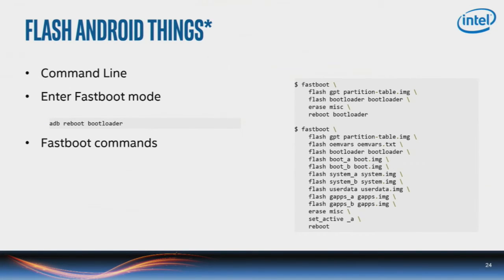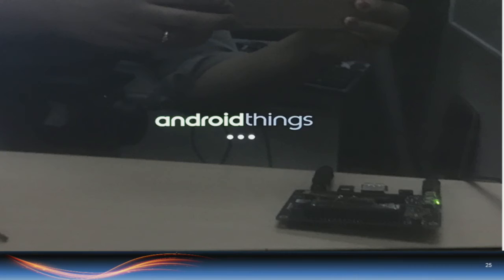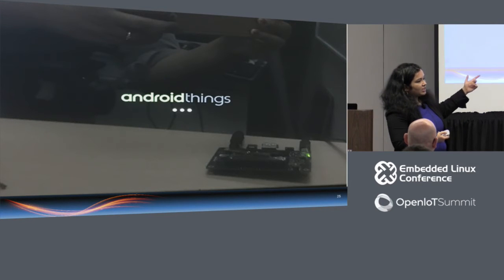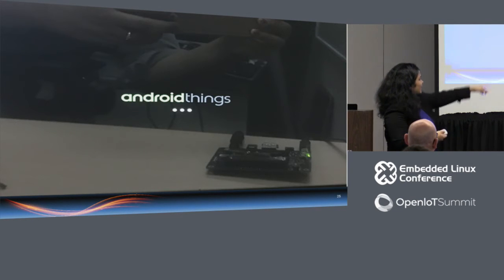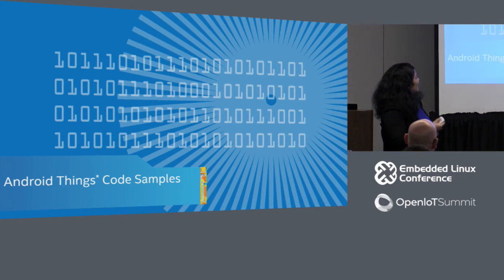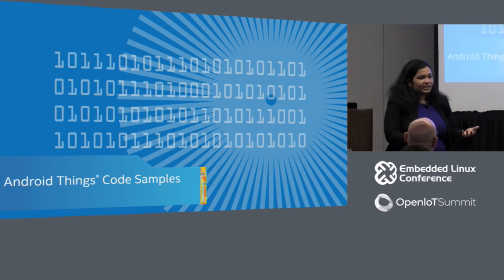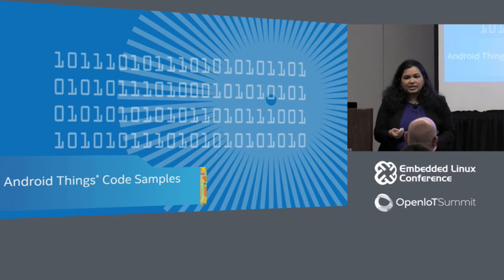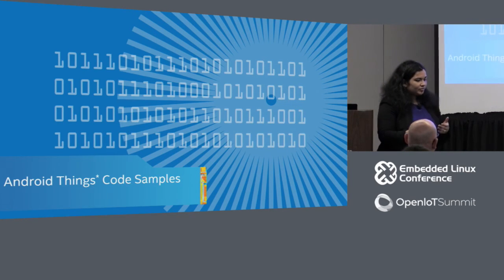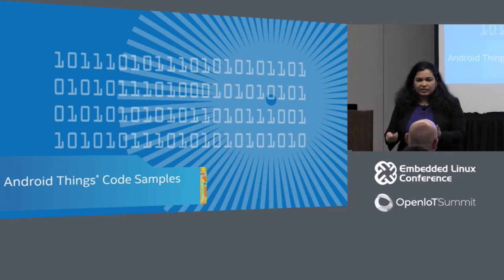So what do you have once you run this command and run fastboot reboot? You would boot into Android Things, and this is how the Android Things startup looks. You can see a cool reflection of the Joule here. So once you have that Hello World experience, you're able to bring up your Android Things device. Google provides you with a few code samples which you could use to get started and basically play around with the device.